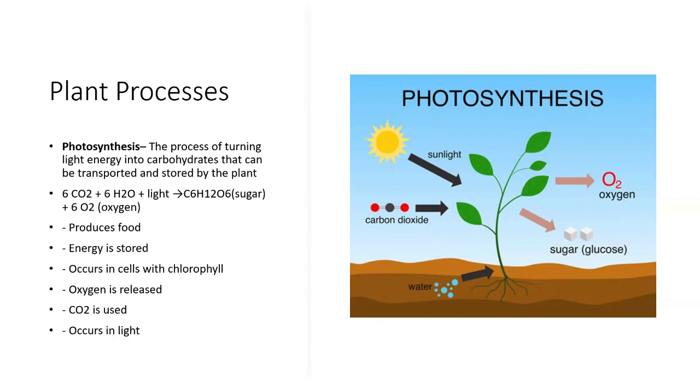The first is photosynthesis. I mentioned that plants make their own food, and this is that process. It's the process of taking light energy from the sun and turning that energy into carbohydrates, or sugars. Those can then be transported and stored by the plant as starch. I always like using the example of potato. If you've eaten a potato, you know that tuber is full of starches.